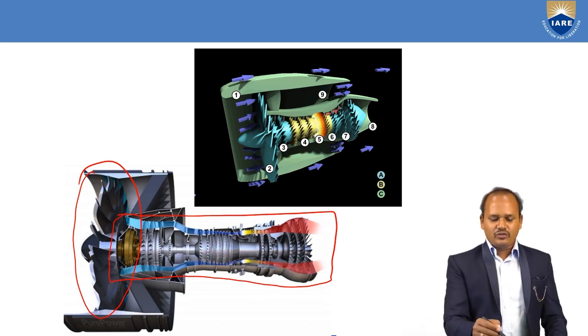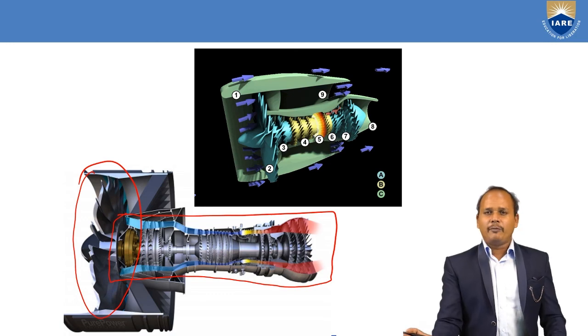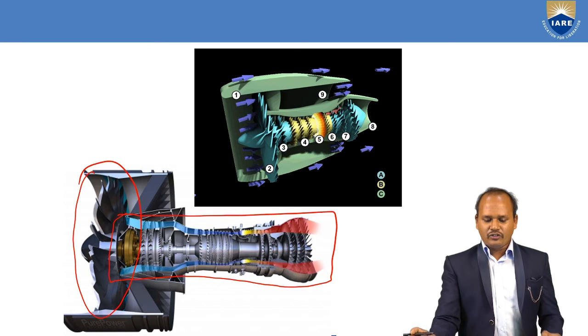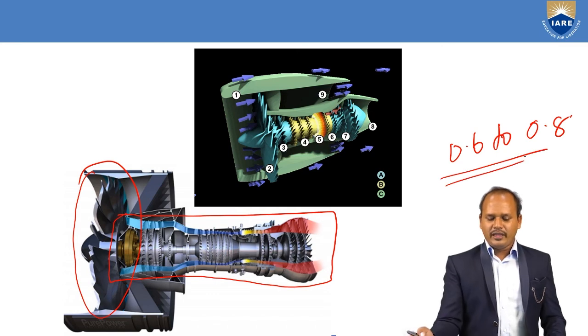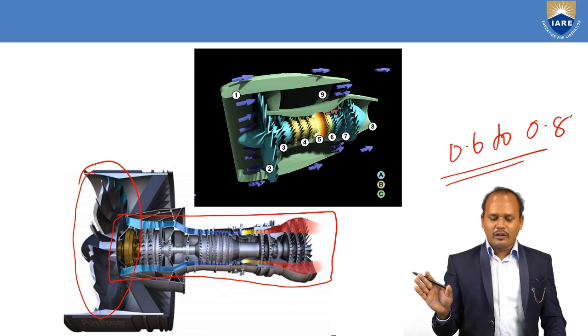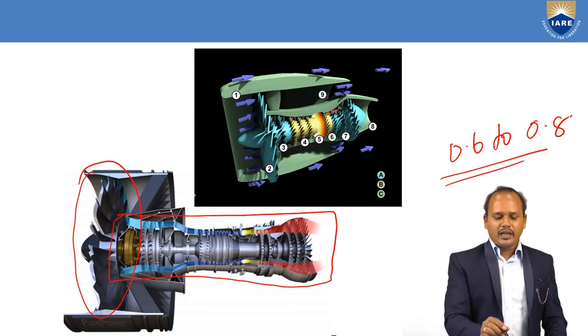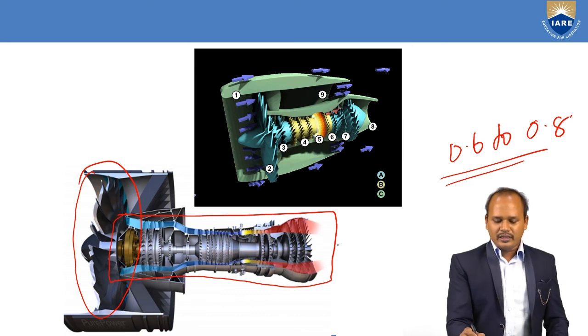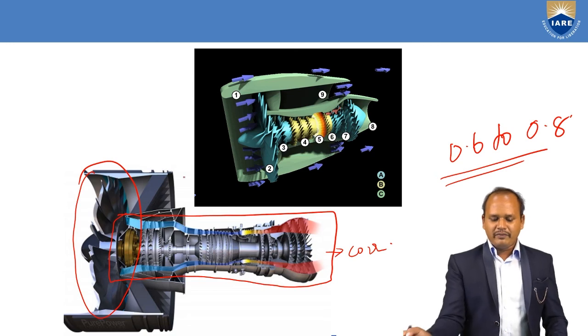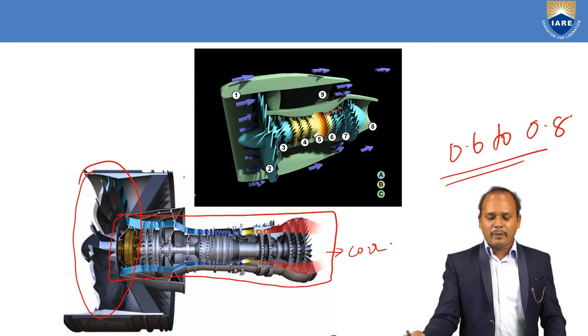By combining these two together, they are able to make an efficient engine which has better efficiency in the range of 0.6 to 0.8, which is the Mach number range of modern commercial aircraft. Almost all commercial aircraft nowadays utilize this turbofan. So this part is what we call the core. Sometimes we call this turbofan a bypass engine.